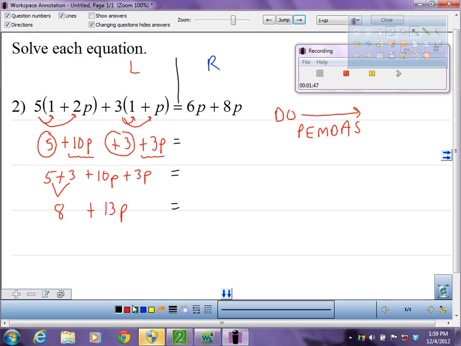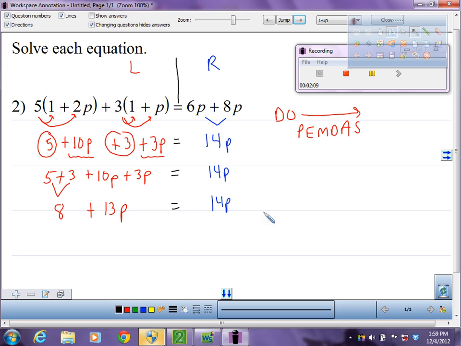Now I look at the right side. I can see that these two are the same family, so I can actually put those two together. 6p and 8p, actually, you have 6 and you have 8, so therefore you have 14p. And now I'm pretty much ready to solve.